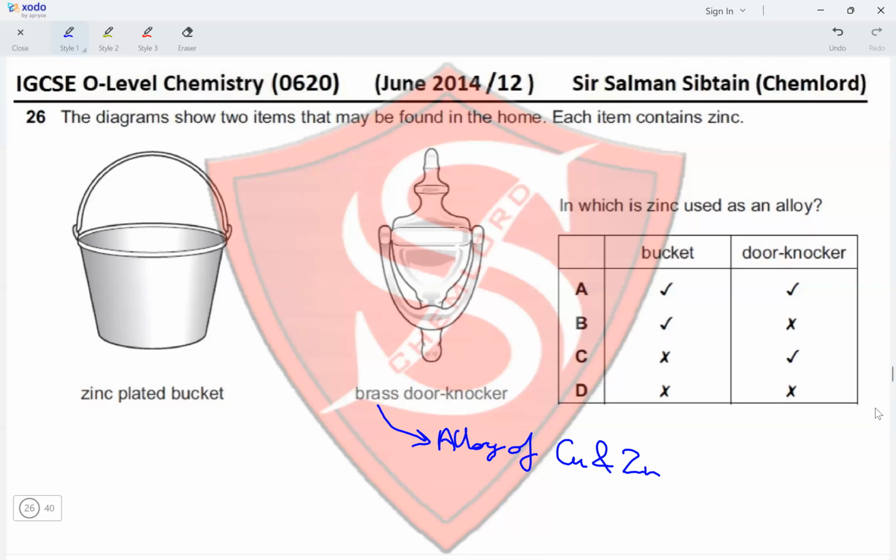So we have the use of zinc as an alloy in the brass door knocker. So in the bucket, it is not there, eliminating options A and B. And in the door knocker, it is there as an alloy, eliminating option D and making option C the correct option for this question.